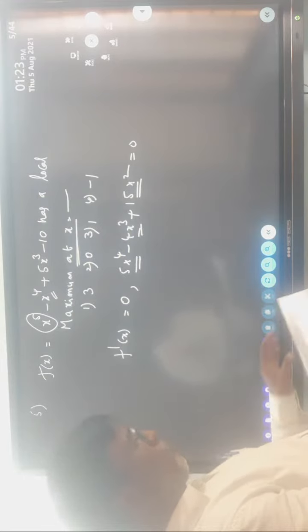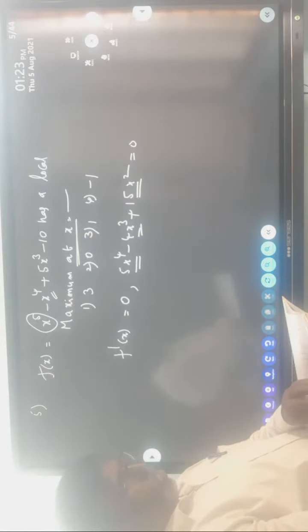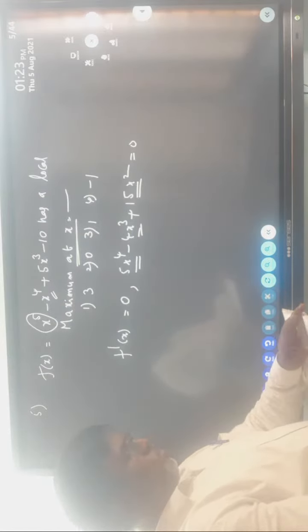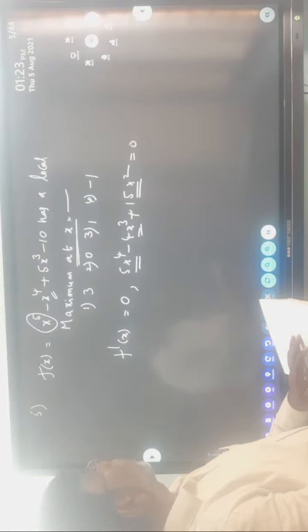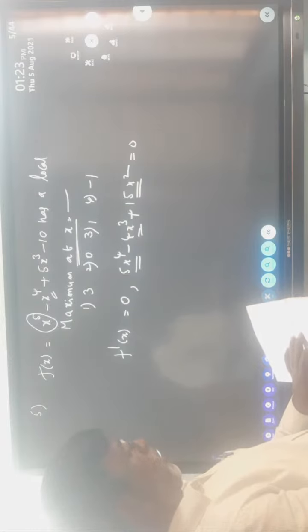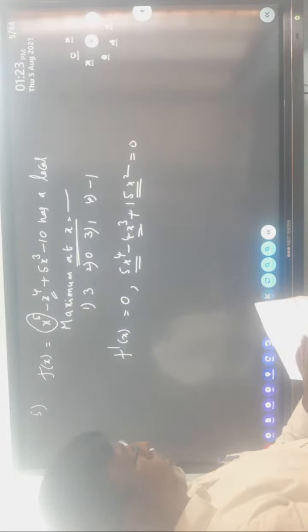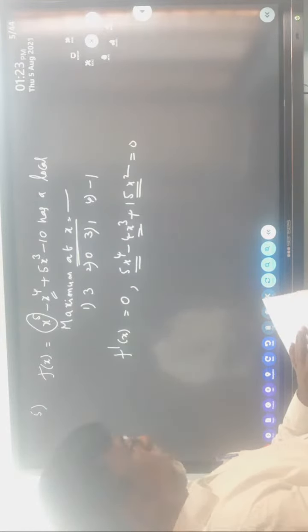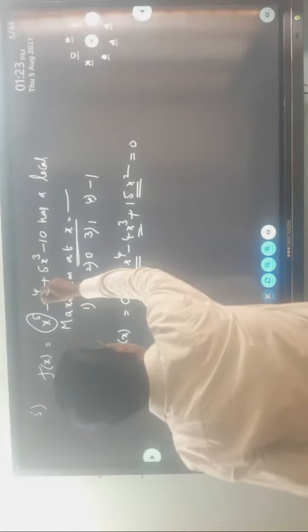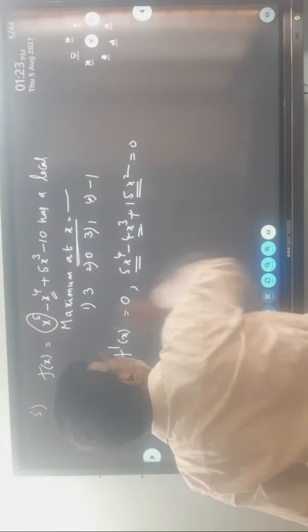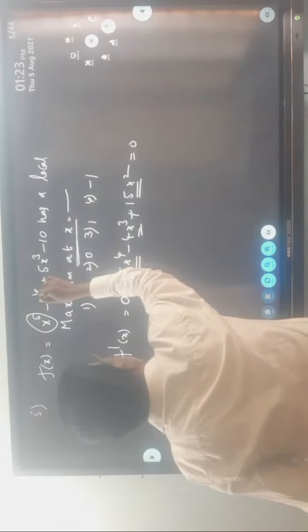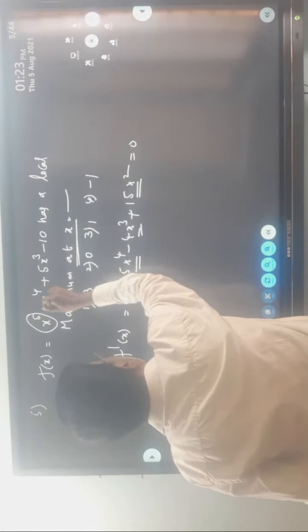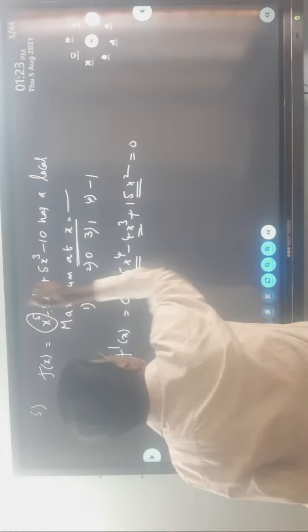Now what is the given question? The given question is like this: x power 4 plus 5x cube minus 10... Once again I will explain that question. The given function is 5x power 4 with 5x cube. That's the problem. 5x power 4 question is given like this.